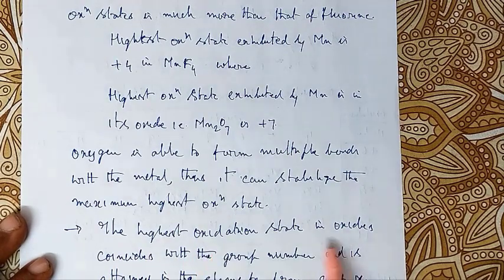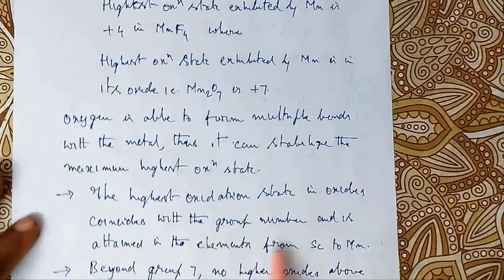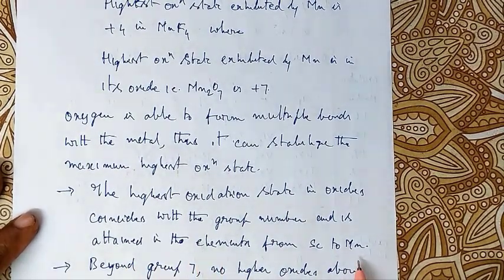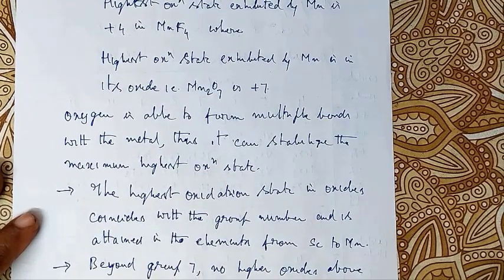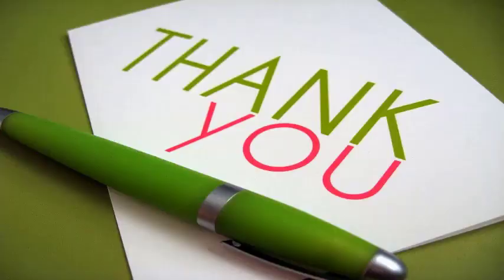The highest oxidation state in oxides coincides with the group number, and it is attained in the elements from scandium to manganese. Beyond group 7, no higher oxides above Fe2O3 are known.